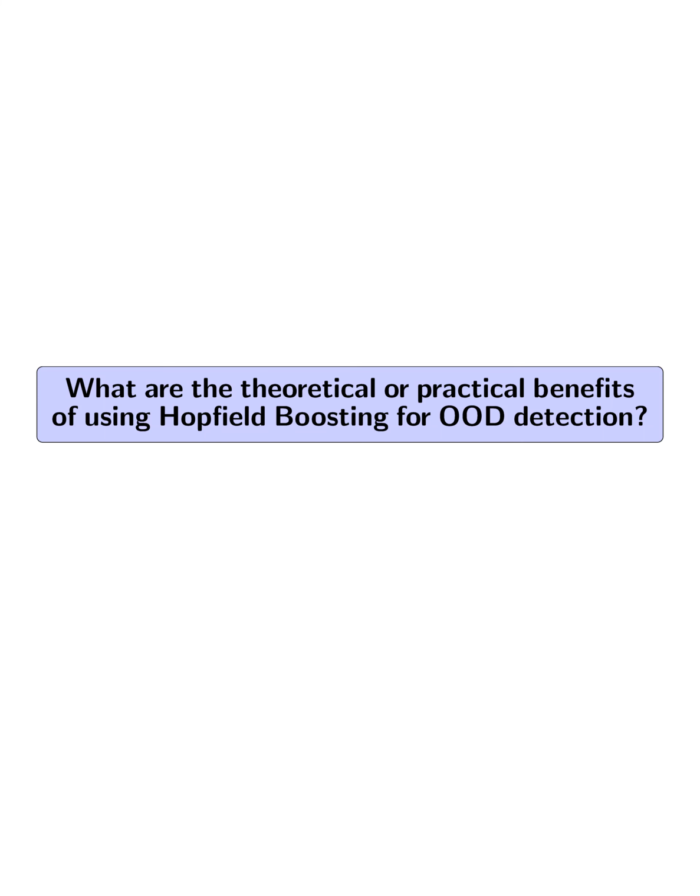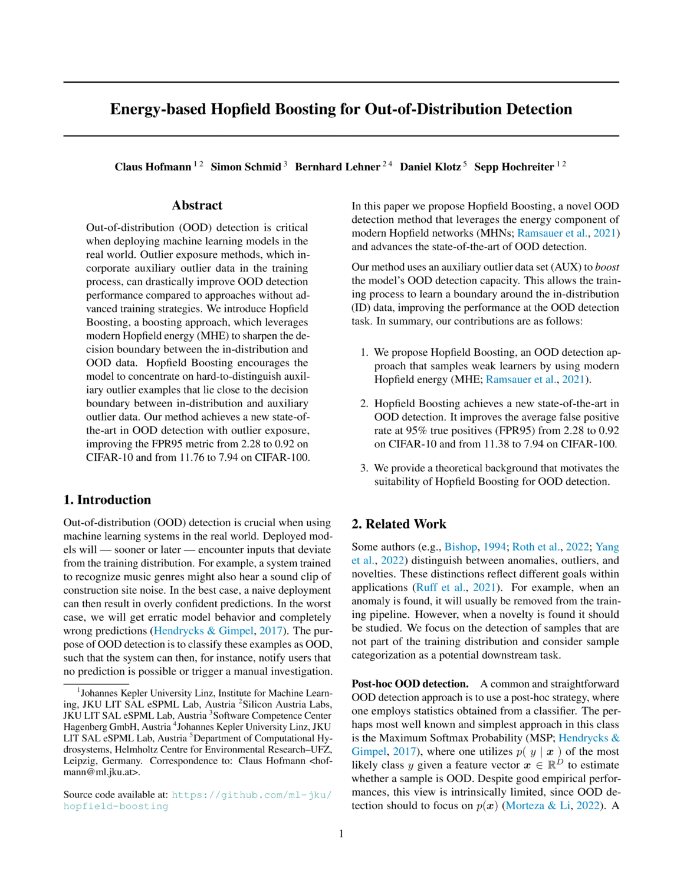What are the theoretical or practical benefits of using Hopfield Boosting for OOD detection? The theoretical benefits lie in its ability to leverage the energy component of modern Hopfield networks, MHNs, to efficiently detect out-of-distribution OOD samples. Hopfield Boosting utilizes the energy function to estimate the dissimilarity between a query pattern and the stored patterns in the memory, allowing for the identification of OOD samples based on their energy levels.